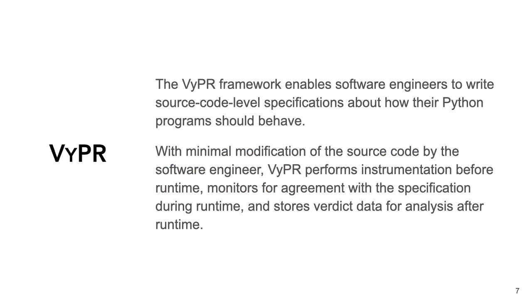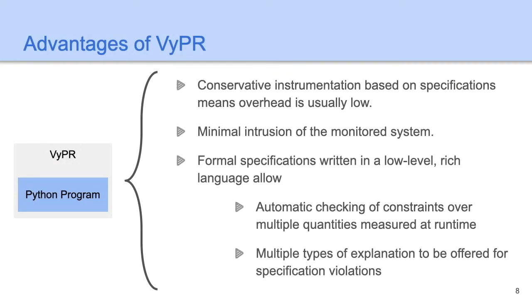Our effort to remedy this situation takes the form of the VyPR framework, which enables software engineers to write source code level specifications about how their Python program should behave. With minimal modification of the source code by a software engineer, VyPR performs instrumentation before runtime, monitors for agreement with the specification during runtime, and then stores verdict data ready for it to be analyzed by software engineers offline using our sophisticated analysis tools.